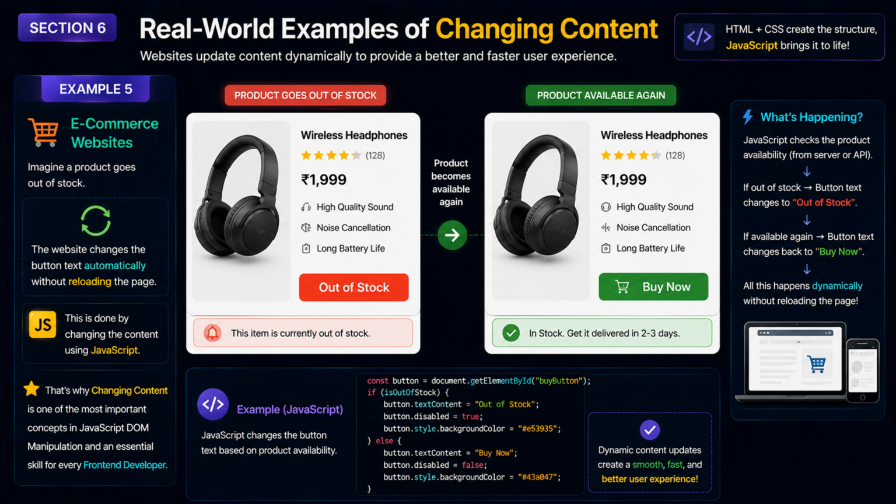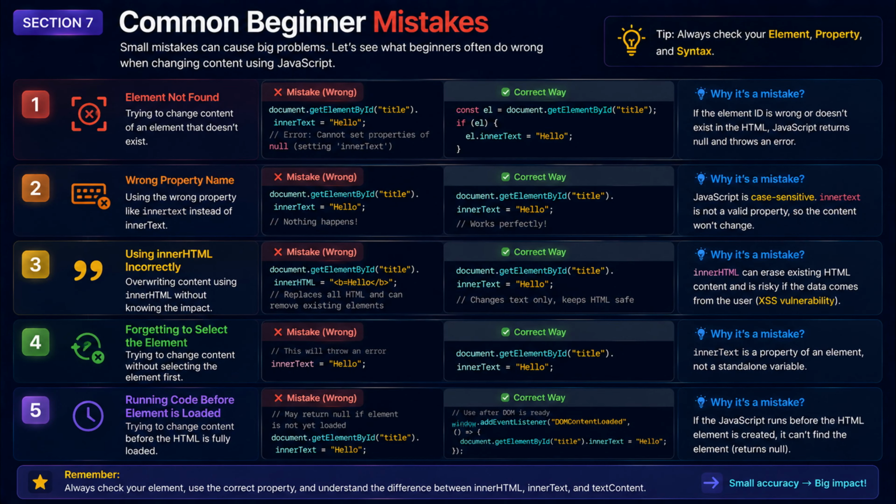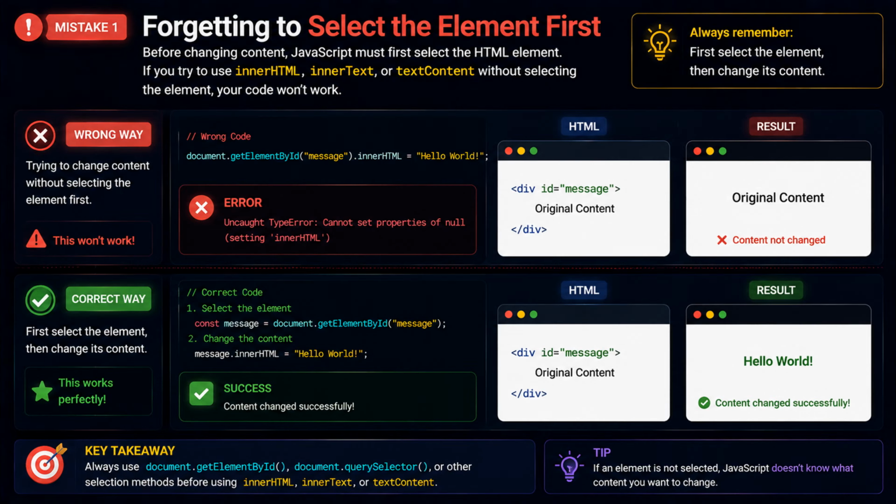Section 7. Common beginner mistakes. Now let's look at some common mistakes beginners make while changing content using JavaScript. Avoiding these mistakes will help you write better and more reliable code. Mistake 1. Forgetting to select the element first. Before changing content, JavaScript must first select the HTML element. If you try to use innerHTML, innerText, or textContent without selecting the element, your code won't work. Always remember, first select the element, then change its content.